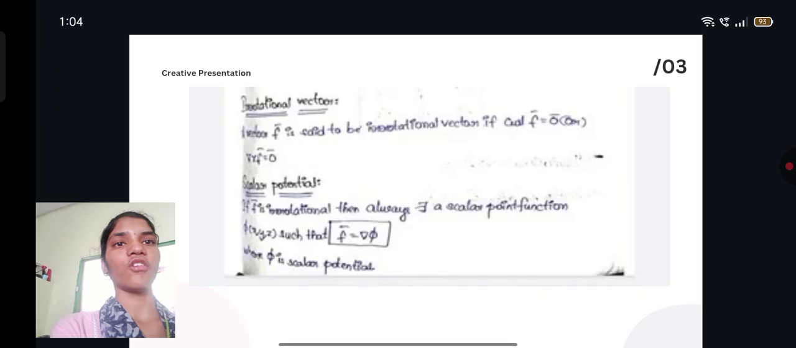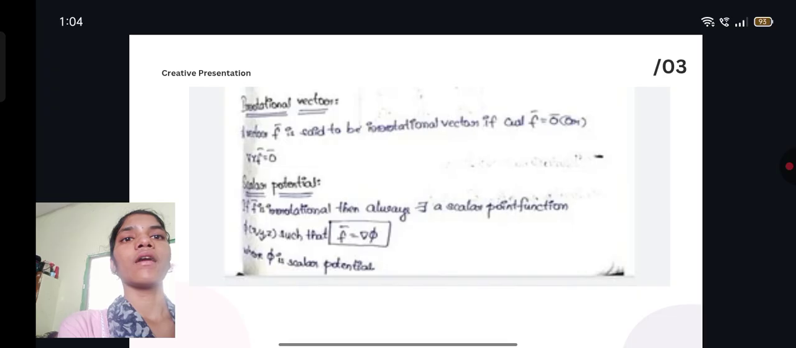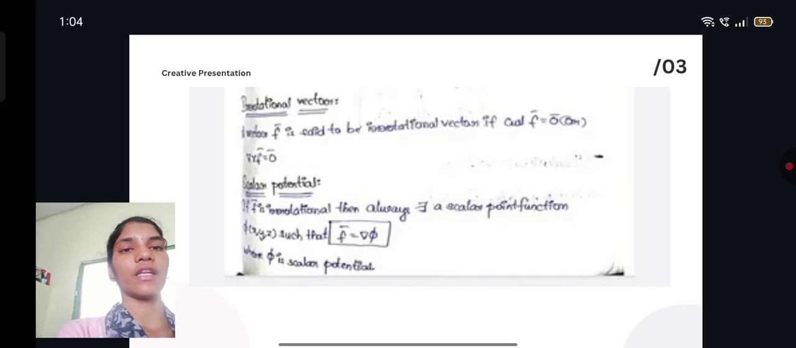Irrotational vector. A vector f is said to be an irrotational vector if curl f = 0, or ∇ × f = 0. Scalar potential. If f is irrotational, then there always exists a scalar point function π(x, y, z) such that f = ∇π, where π is the scalar potential.